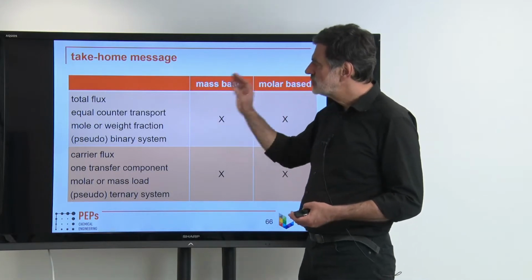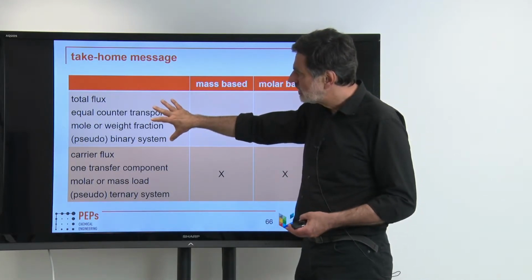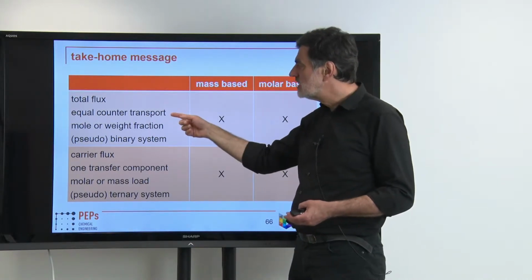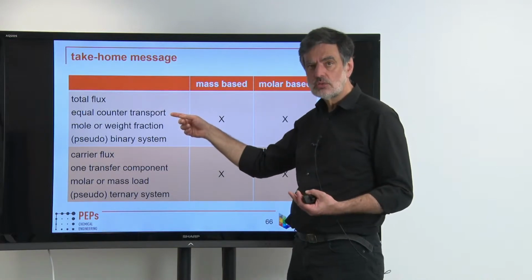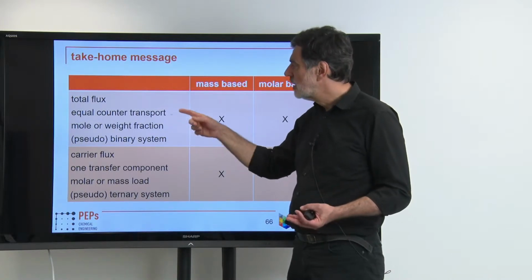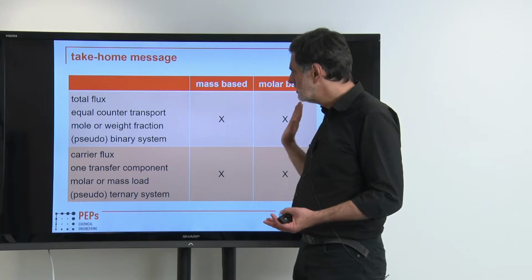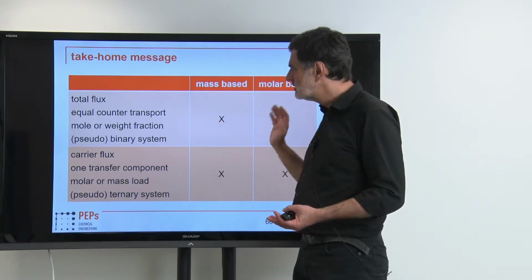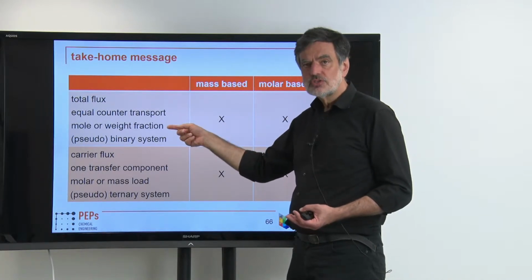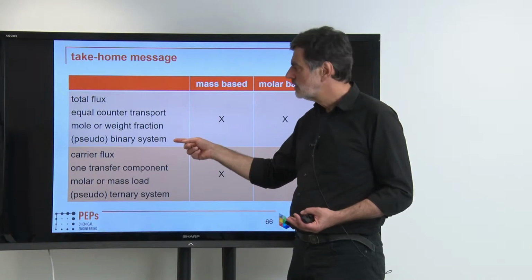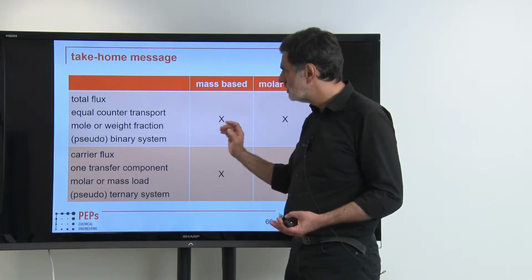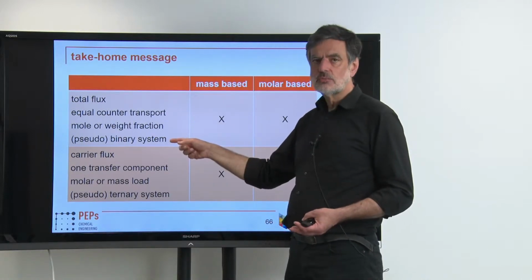And then there are two situations where it can be applied. On the one hand side, you can regard the total flux, if the total flux is constant, which means that you have an equal countertransport, so an equal molar countertransport. Equimolar evaporation and condensation was one of the examples. Or equal mass countertransport, depending where you are, if you want to apply this or that. In that case, where you use a total flux, you use fractional compositions in a binary system. So mole fraction or weight fraction, depending again if you are on mass or on a molar basis, and you apply that for a binary system.